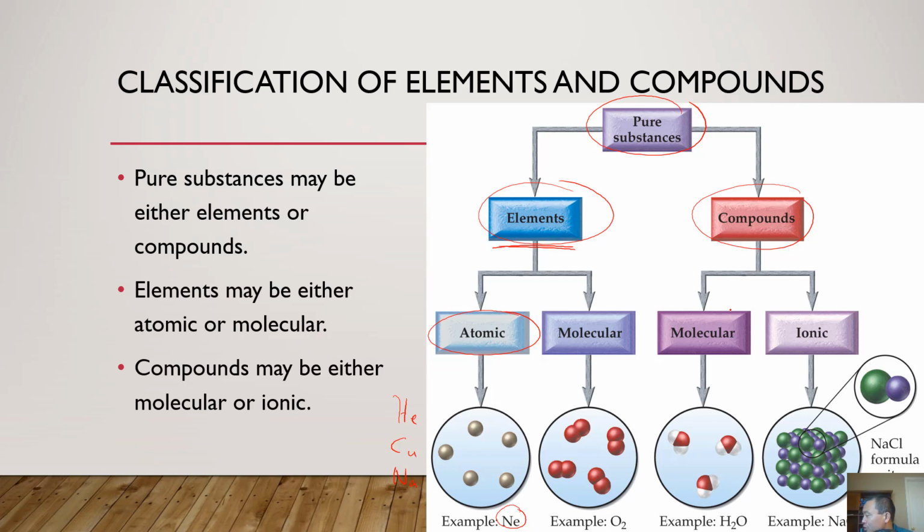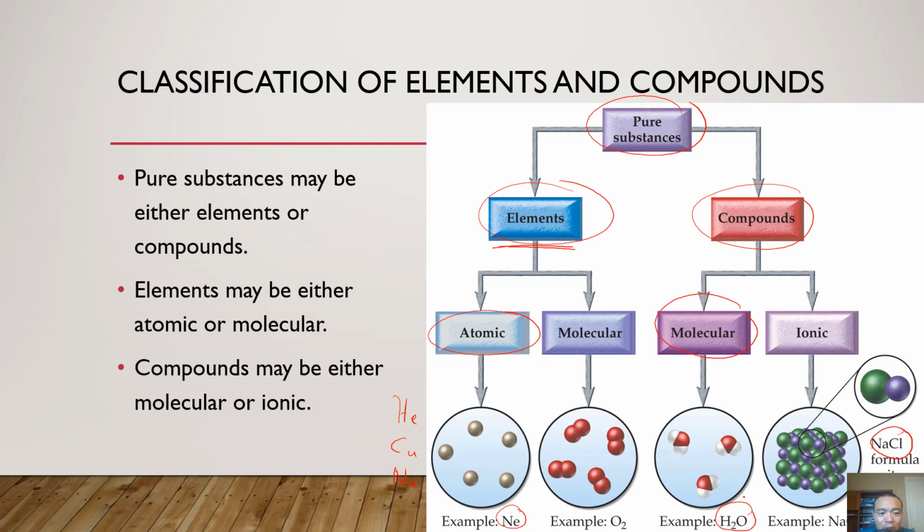For compounds, there could be a molecular compound. We explained what a molecule is. A molecule is formed between nonmetals by forming covalent bonds. An ionic compound is usually formed between a metal and a nonmetal. For example, table salt, NaCl: Na is a metal, Cl is a nonmetal. So that's why this compound, NaCl, is a so-called ionic compound. A molecular compound, for example water, H2O, is formed between nonmetals.